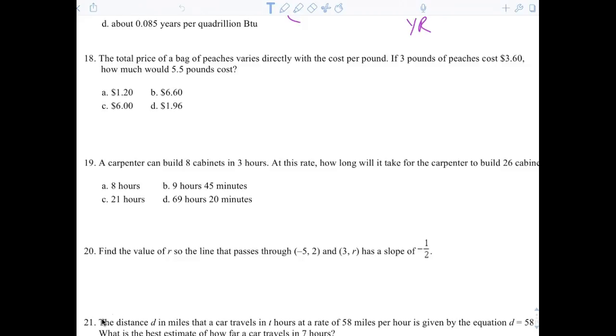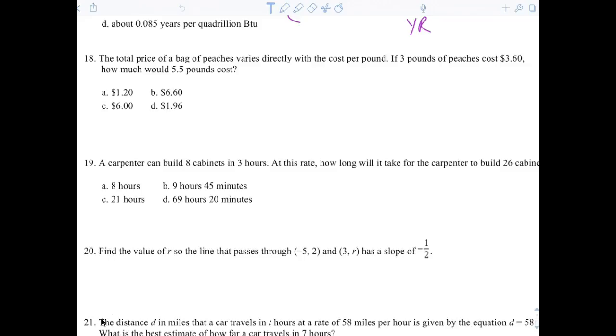All right. It says the total price of a bag of peaches varies directly with the cost. If 3 pounds of peaches cost $3.60, how much would 5.5 pounds cost? Now, again, in this particular case, I want to try to show you, are they really asking you to write the constant or find the equation? No. Yes or no? Right? So this is like, last year when you learned proportions, this is basically what that is.